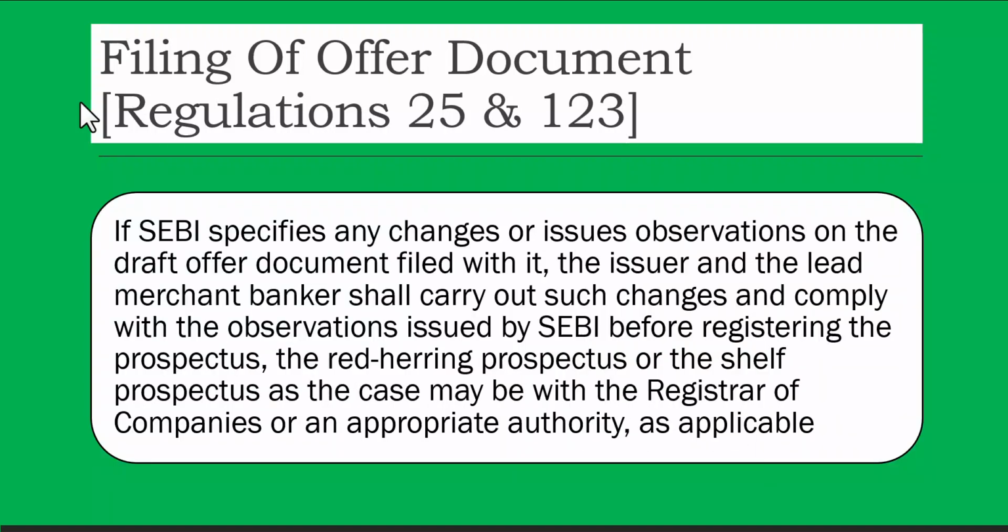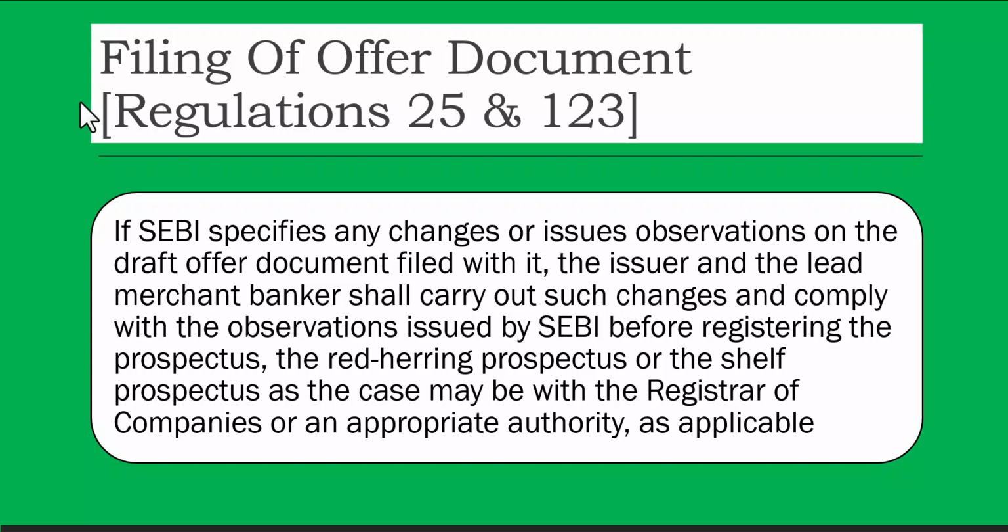If SEBI specifies any changes or issues observations on the draft of a document filed with it, the issuer and the lead merchant banker shall carry out such changes and comply with observations issued by SEBI before registering the prospectus. So it's called the red herring prospectus or a shelf prospectus, or a prospectus, depending upon the situation. Suppose the company is coming with a book building process, then it is called the red herring prospectus, where the price band is given. Okay, so we're going to discuss that today.